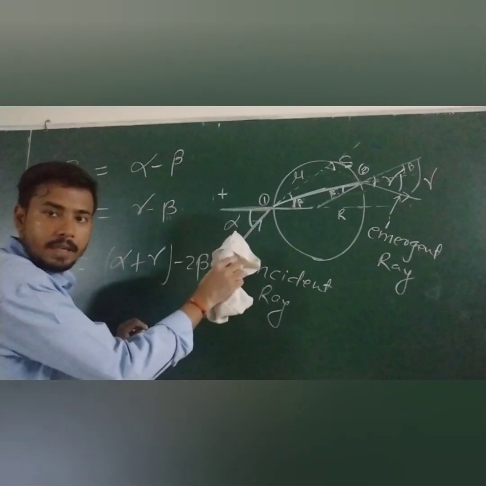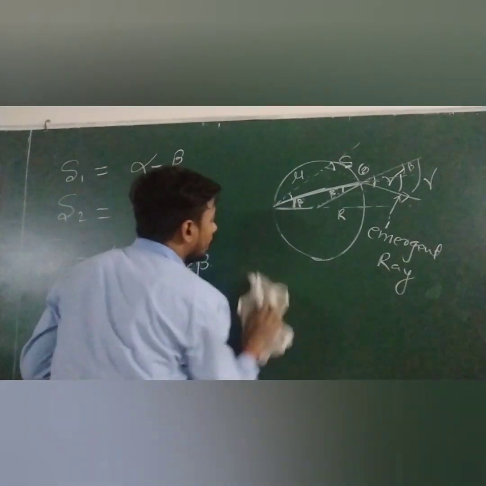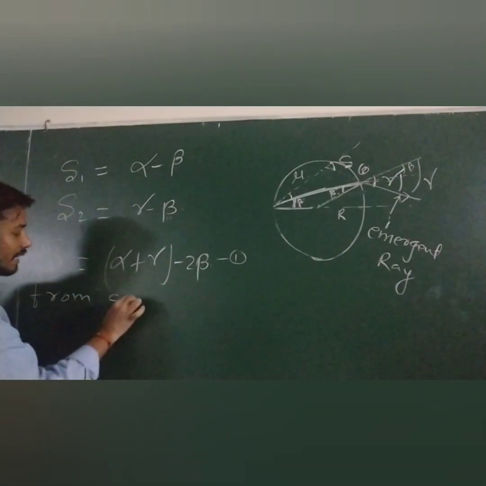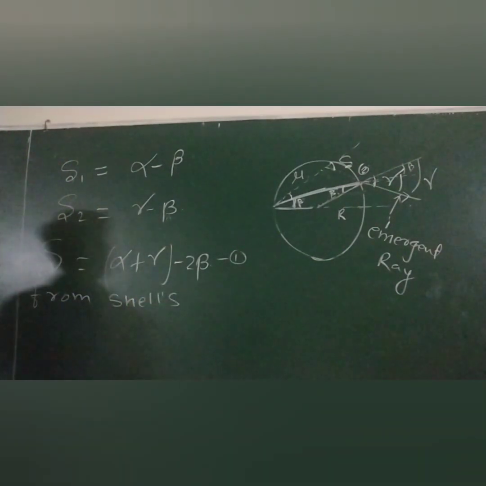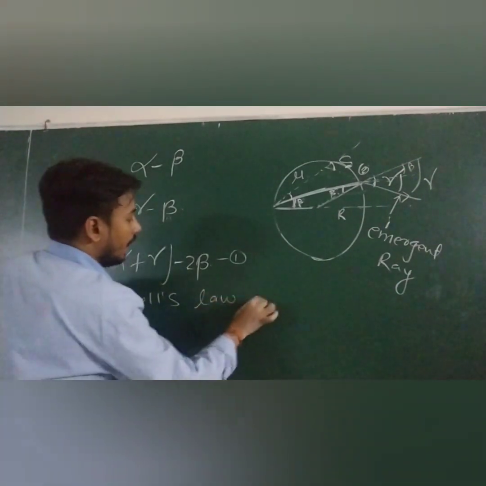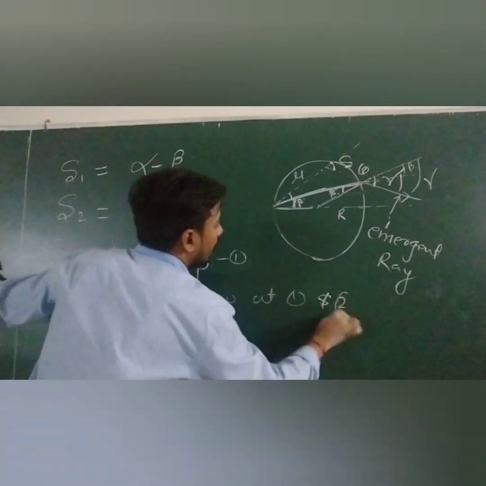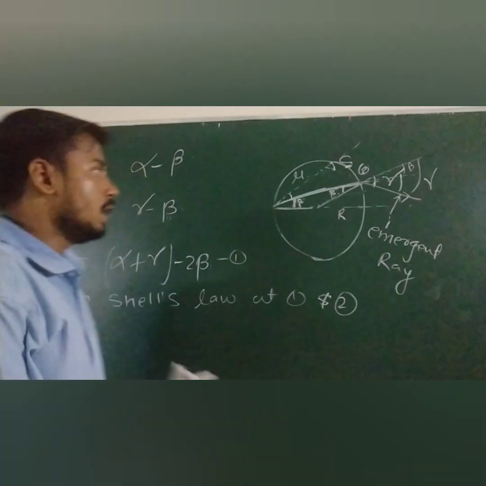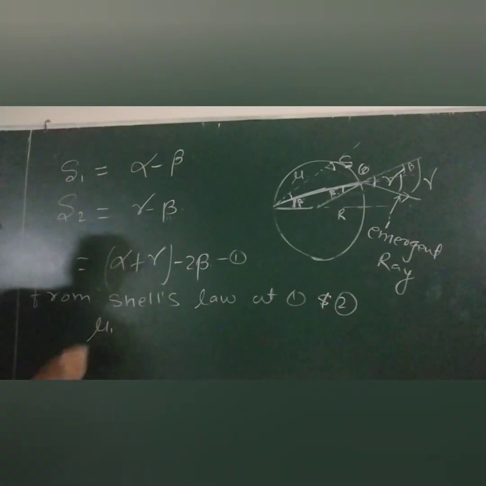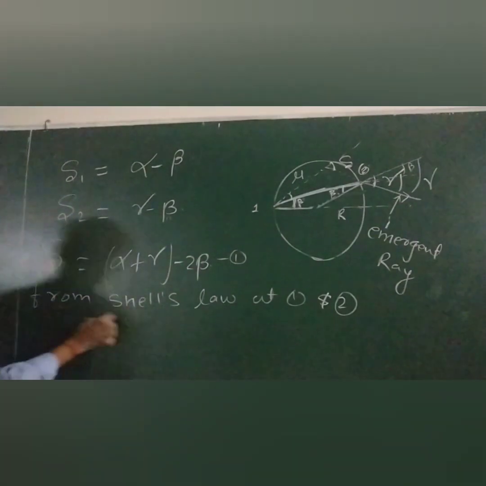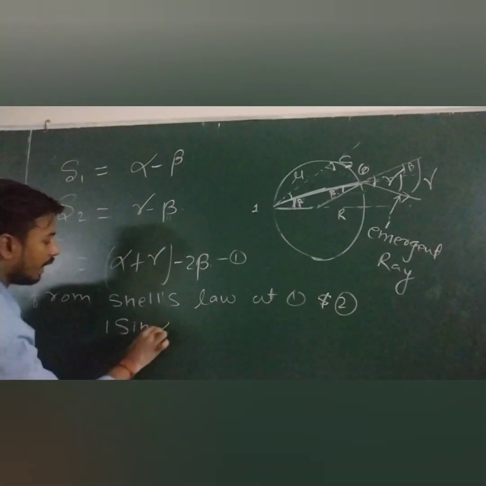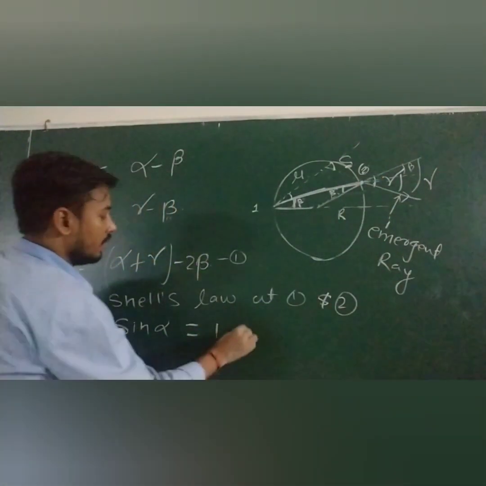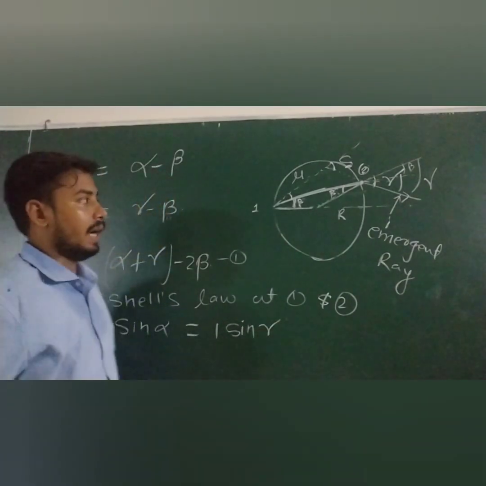Now I wrote this one and erased it because I need some space. Now apply this equation first. From Snell's law, the one law for refraction problems, Snell's law at points 1 and 2. This point is called 1 and this point is called 2. So apply here: mu 1, refractive index, assume here 1. So this becomes 1 sin alpha, and here this is also 1 sin gamma.